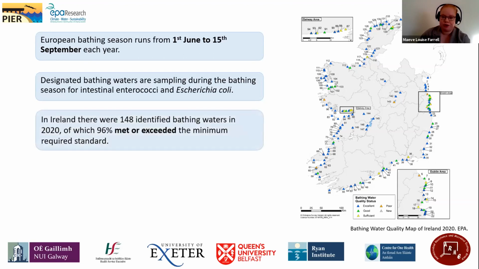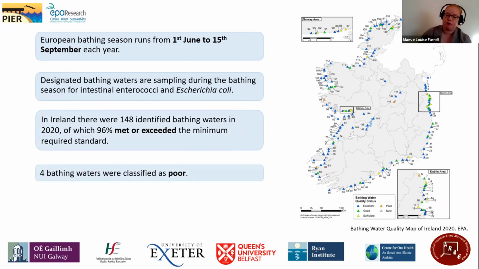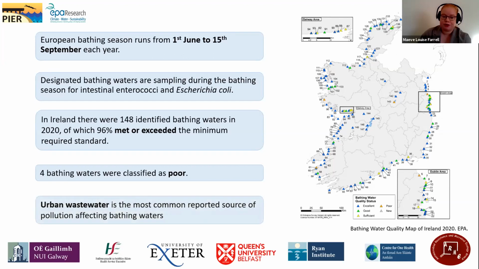In Ireland, there were 148 identified bathing waters in 2020, so the most recent report. And of this, 96% met or exceeded the minimum required standard, so are either sufficient or higher, which is brilliant. Unfortunately, there were 4 bathing waters that were classified as poor, and generally the most common source or issue for these bathing waters was urban wastewater, where urban wastewater is either released in stormwater outflows, so when there's excessive rainwater and plants can't manage the amount of water, or occasionally they are released raw straight into the environmental waters.